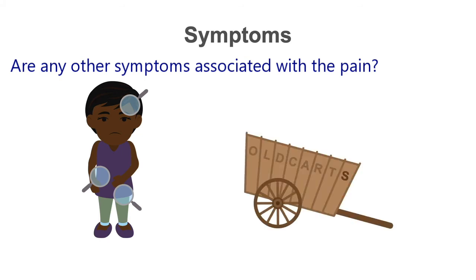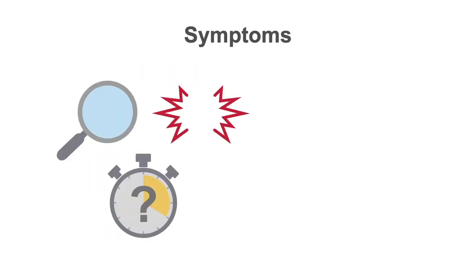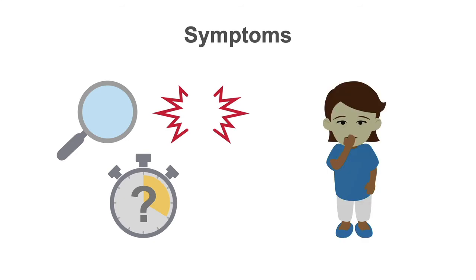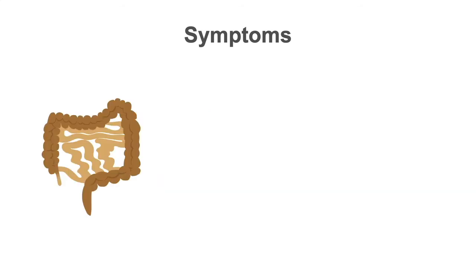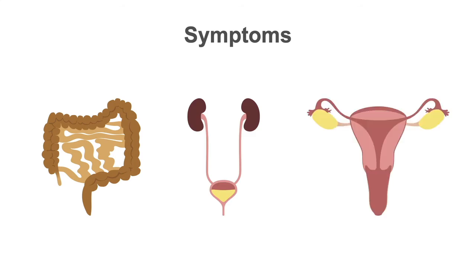This is the S portion of OLD CARTS. We will discuss it more in detail in the next lesson. To name a few, ask whether these symptoms occur before, after, or during the pain. Ask if there's any associated nausea, vomiting, or diarrhea. Remember, the pain could be from several different organ systems: intestinal, urinary, reproductive, and more. So make sure to include questions about that when inquiring about other symptoms.